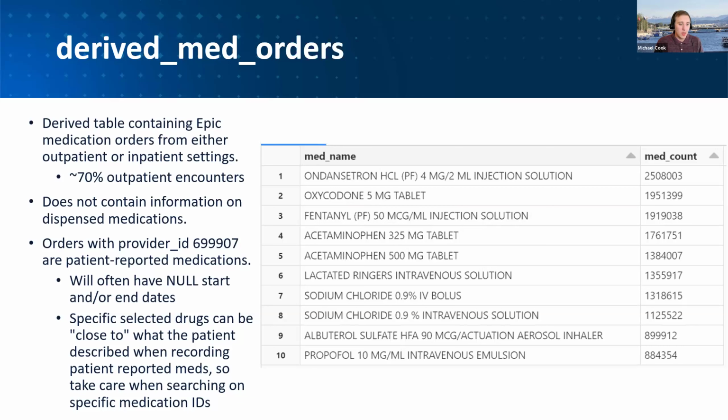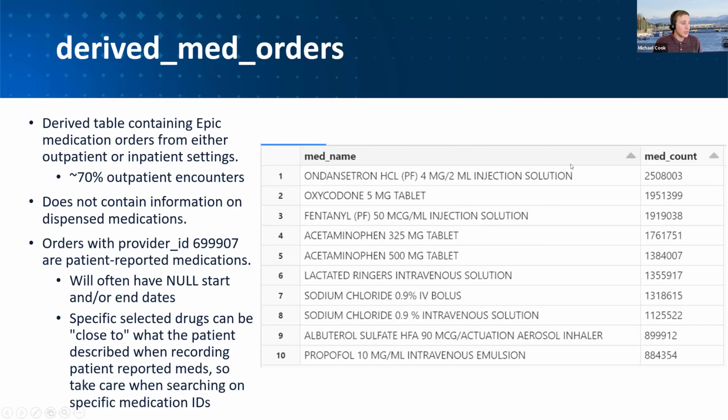And then also something to keep in mind with this table with patient reported medications is that specific selected drugs can be close to what the patient described, but it might not be exactly what they were actually taking. So just keep that in mind. And then over here on the right, I'm going to do this for all the tables we go through.